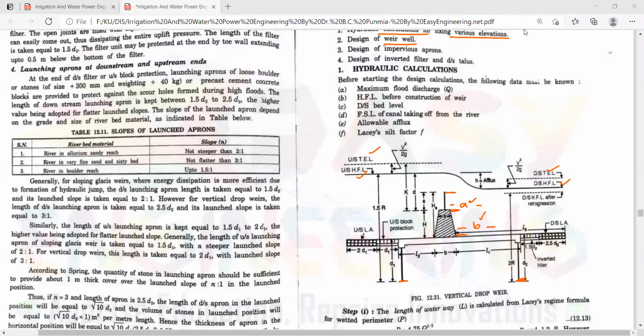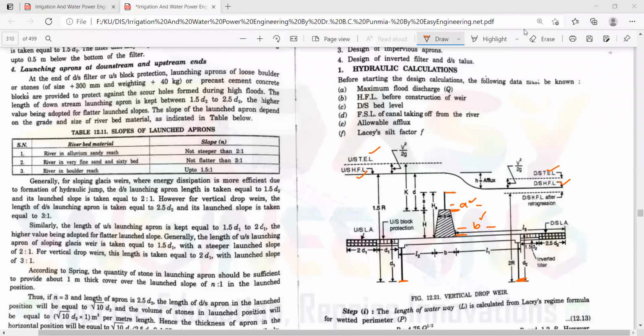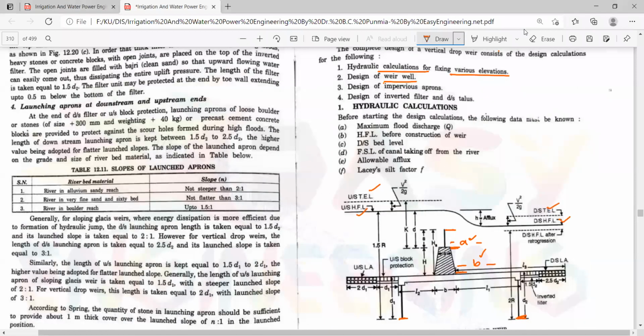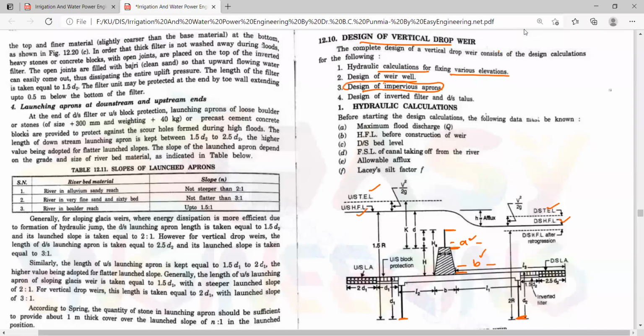Okay, right. So first step, we are calculating the hydraulic parameters, elevations. After that, we are calculating the design of weir wall. So now in this class, we'll try to discuss how to calculate the design of impervious off-runs. So this design we need to see.